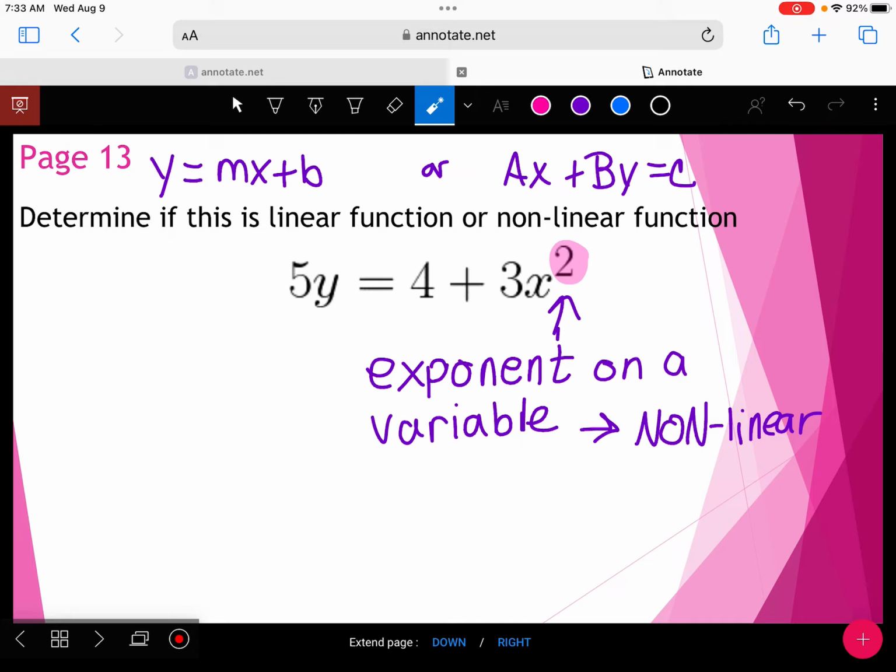Questions on this one? Or on the last one? You guys good? Okay.